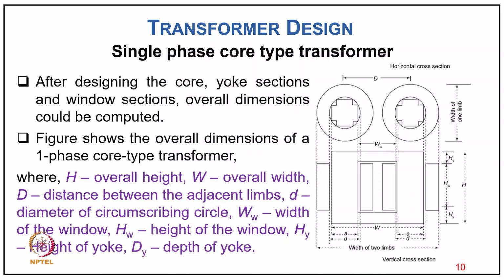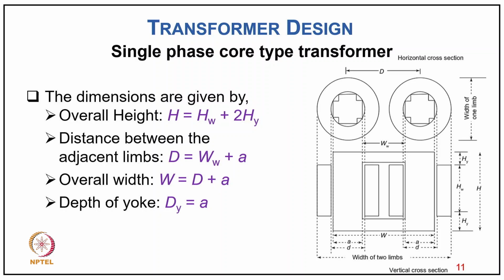Now coming to the single phase core type transformer, after designing the core, yoke sections and window sections, the overall dimensions can be completed. The figure shows the overall dimensions of the single phase core type transformer, where H is the overall height, W is the overall width, D is the distance between the adjacent limbs, and small d is the diameter of the circumscribing circle. Ww is the width of the window, Hw the height of the window, hy the height of the yoke, and dy the depth of the yoke, as you can see in the figure with all the dimensions.